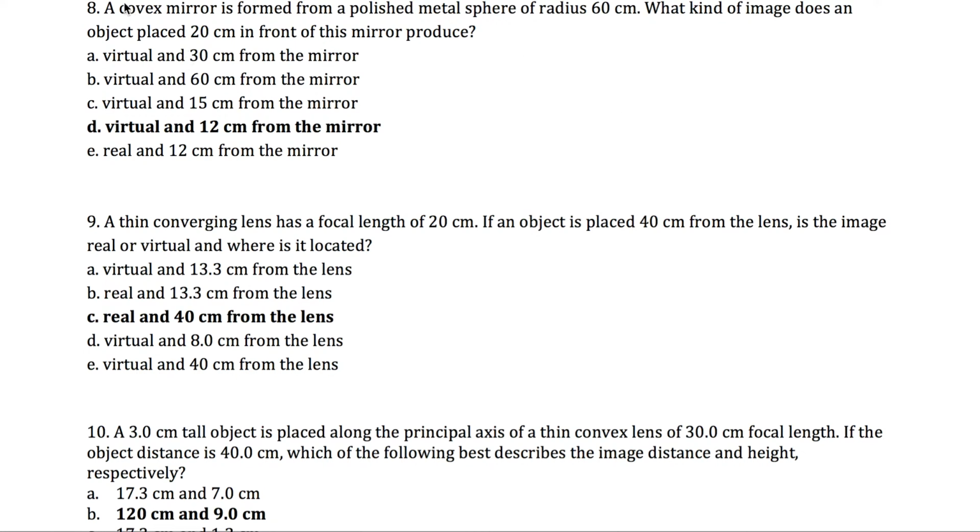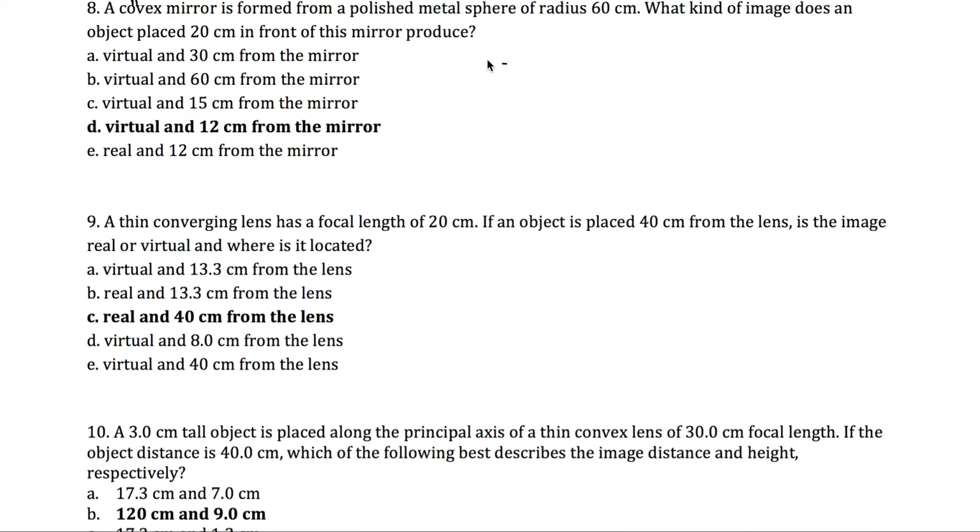Number 8, a convex mirror, it's supposed to be convex here, is formed from a polished metal sphere. We talked about thinking of convex mirrors as Christmas ornaments, some kind of sphere, and you're looking at it from the outside. What kind of image does an object placed 20 centimeters in front of this mirror produce?